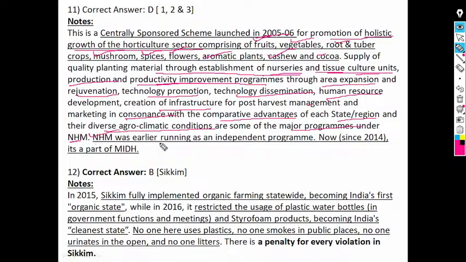The National Horticulture Mission was earlier running as an independent program. Now, since 2014, it is a part of MIDH.